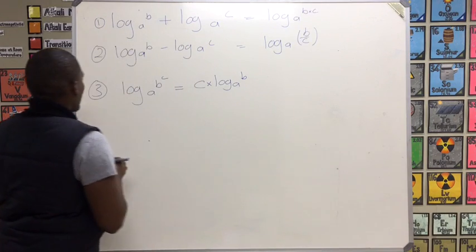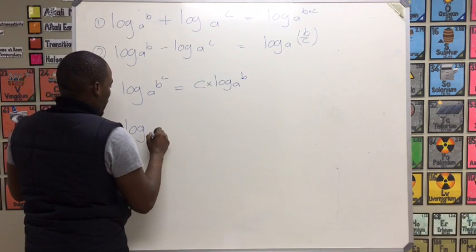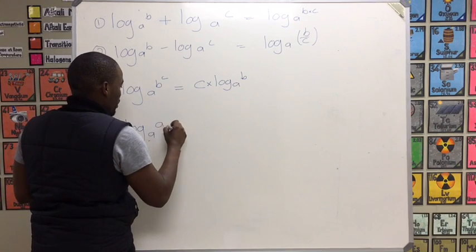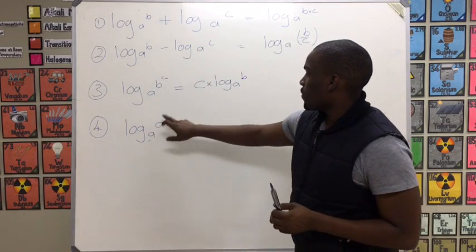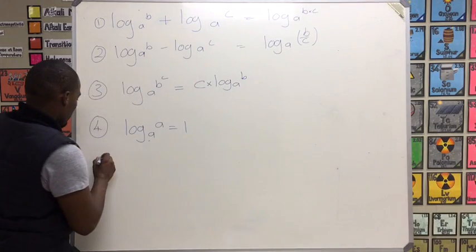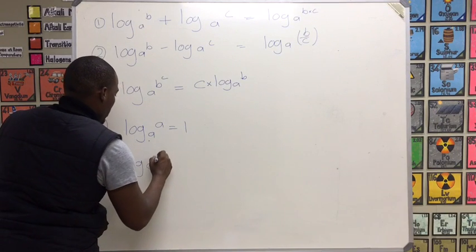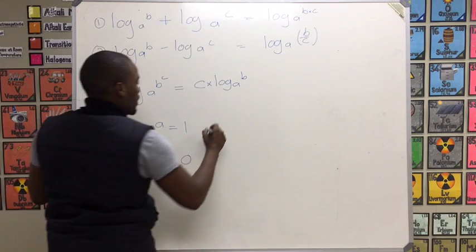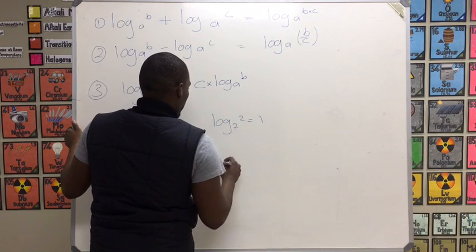The next one we can deal with is log base a of a, and that's going to give us 1. So if you have log base something of the exact same number, that will give us 1. The last one is if we have log base a of 1, that will give us 0. Like this here, if we do log base 2 of 2, that will be 1, right?